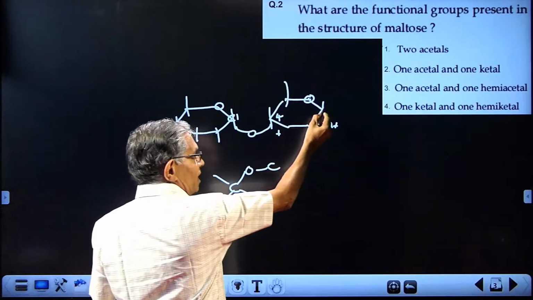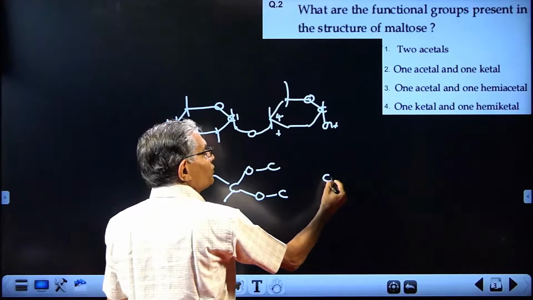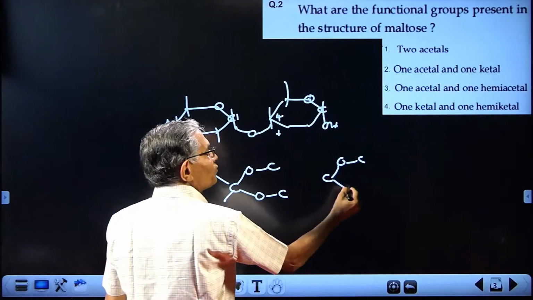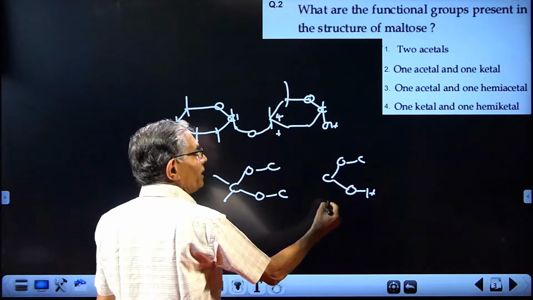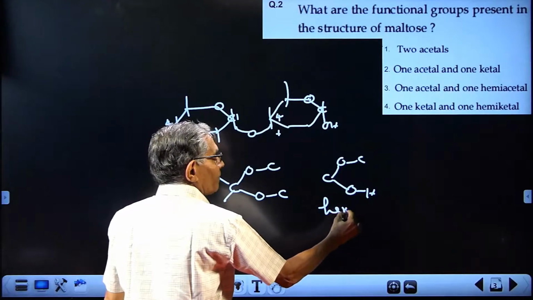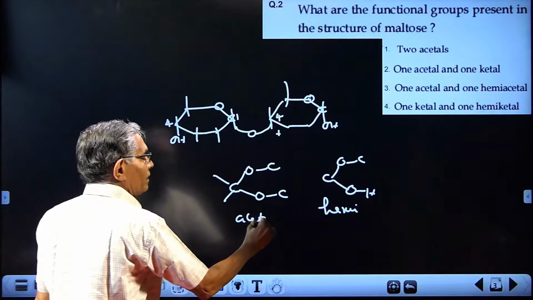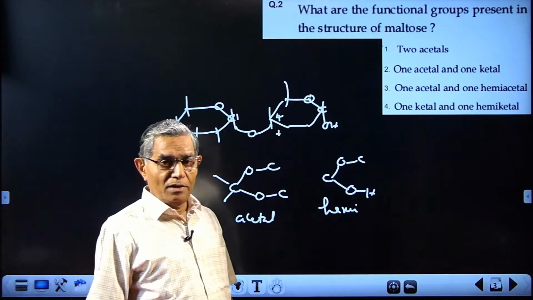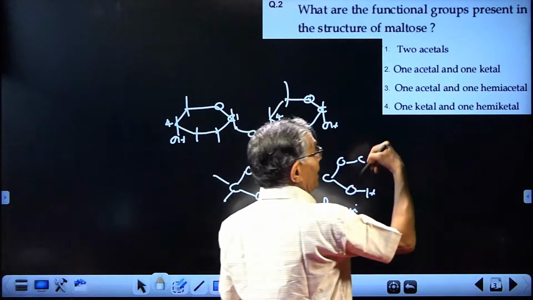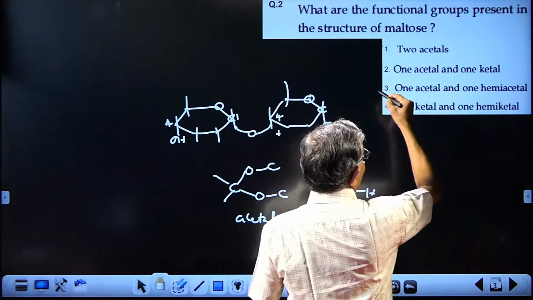But what about this carbon? A carbon attached to an ether oxygen and also an OH will be called hemiacetal. So this is hemiacetal and this is acetal. Therefore, maltose contains both hemiacetal and acetal. One acetal and 1 hemiacetal, answer is 3.